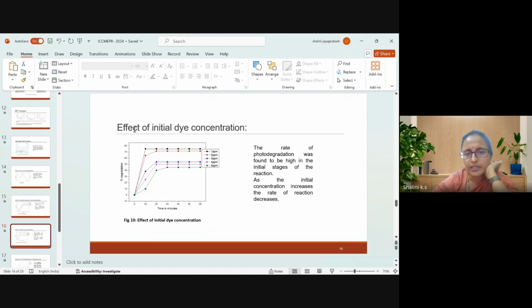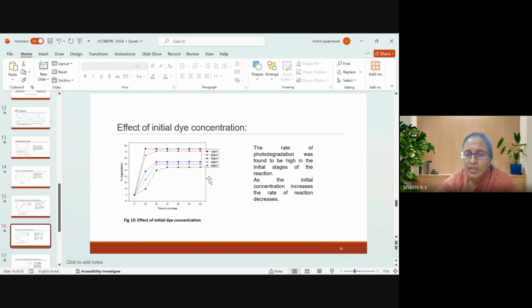Now, for the effect of initial dye concentration, when we did the batch studies, the stock solution was 50 ppm, and then we took 2 ml, 3 ml, 4 ml, and 5 ml and made it up to 100 ml so that we get a series of 1 ppm, 2 ppm, 3 ppm, 4 ppm, and 5 ppm solutions.